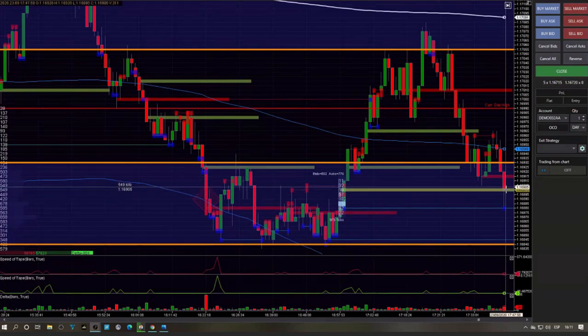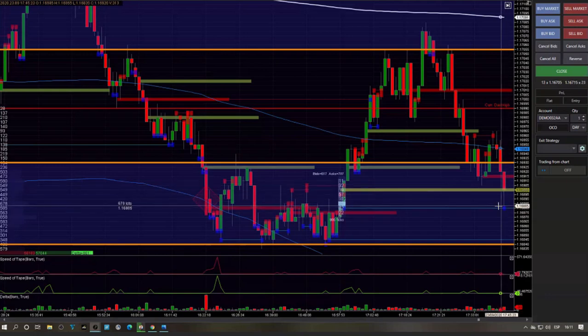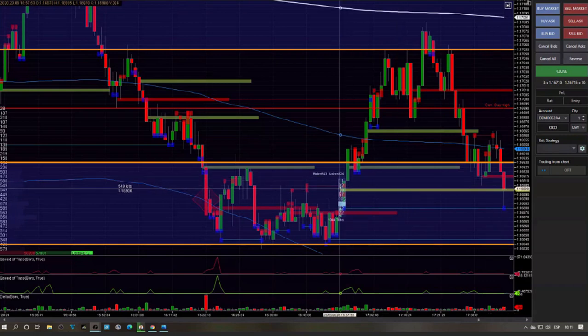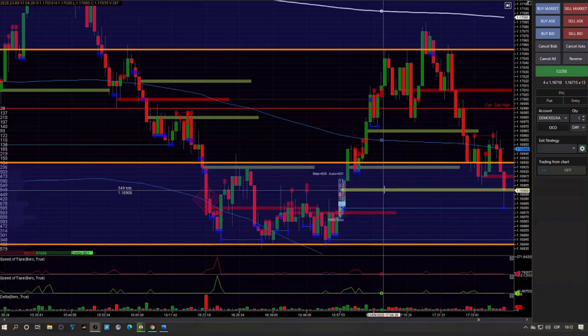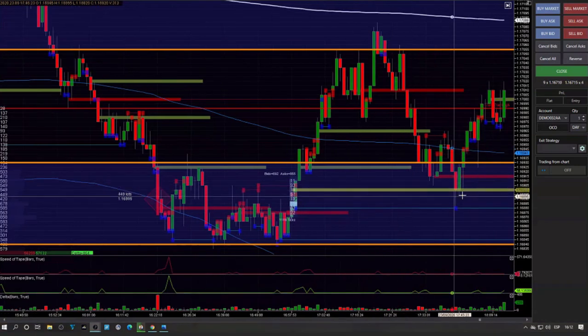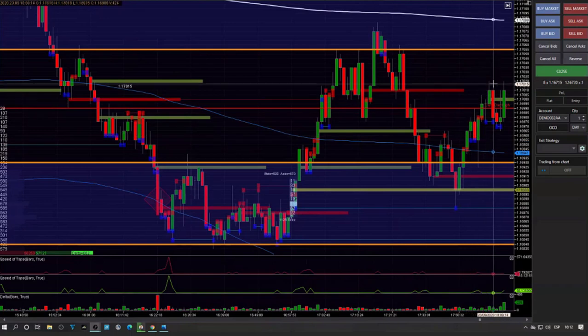You can see here how it touches here. There's a wick a little bit below, but just a few ticks: 1, 2, 3, 4 ticks went below. But the body of the candle actually begins right here where I drew this yellow line. So you can do this kind of trade every day, every time. You can see how the price just went back up.